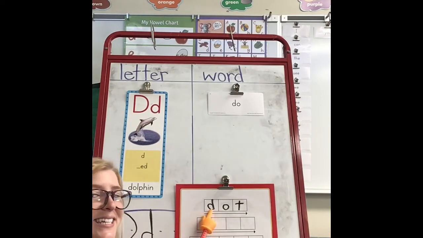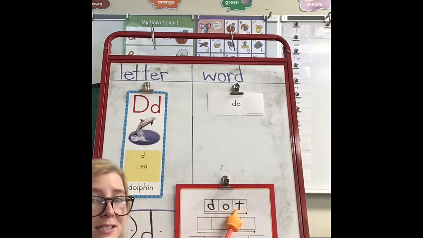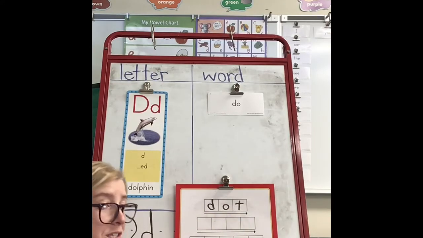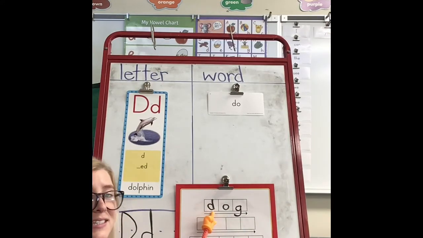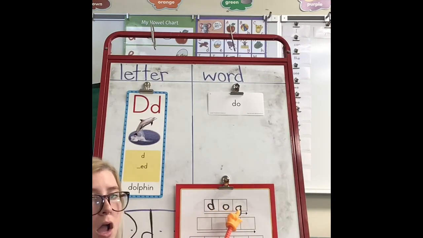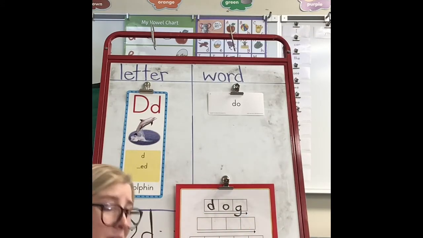This is the letter D. It says d, like dolphin. This is the letter O. It says o, like octopus. This is the letter T. It says t, like turtle. Let's read the sounds. D, o, t. Dot. What's the word? Dot. This is the letter D. It says d, like dolphin. This is the letter O. It says o, like octopus. This is the letter G. It says g, like gorilla. Let's read the sounds. D, o, g. Dog. What's the word? Dog.